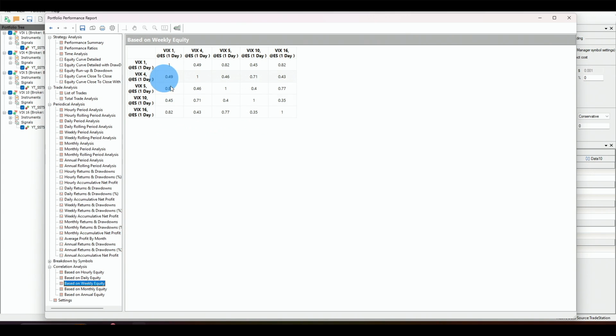And yes, I have correlations, but still, this is not 100% correlated. So I'm still getting diversification from this portfolio. Like, look at this. This is 0.35, 0.43, 0.46. So this is really, really good. And finally, because the VIX index is negatively correlated to the S&P 500, we can use it as a filter for other strategies on the S&P 500.